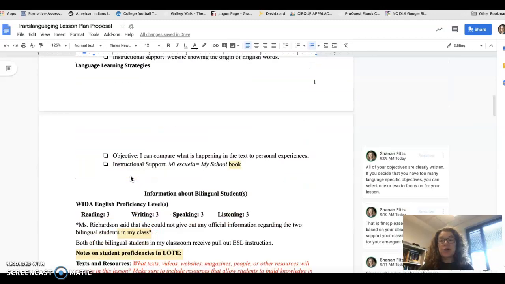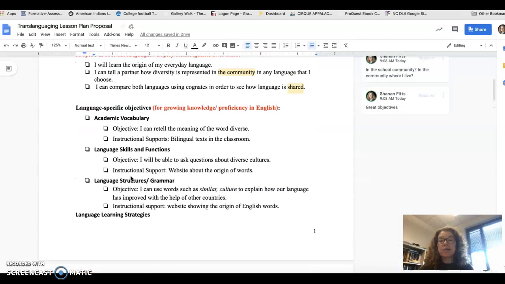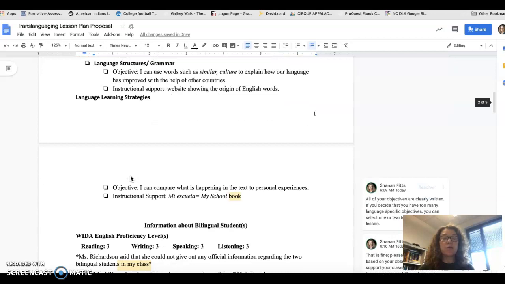Your objectives look good. One of the things that I would just say is, if you feel like you have too many objectives, which you may for one lesson, it's perfectly fine to pare these down a little bit. When we did this in class, we were brainstorming a lot just to show you that language objectives can focus on a lot of different things, but you don't have to feel like you have to do all of those within one lesson plan. So you can decide what makes the best sense for you.